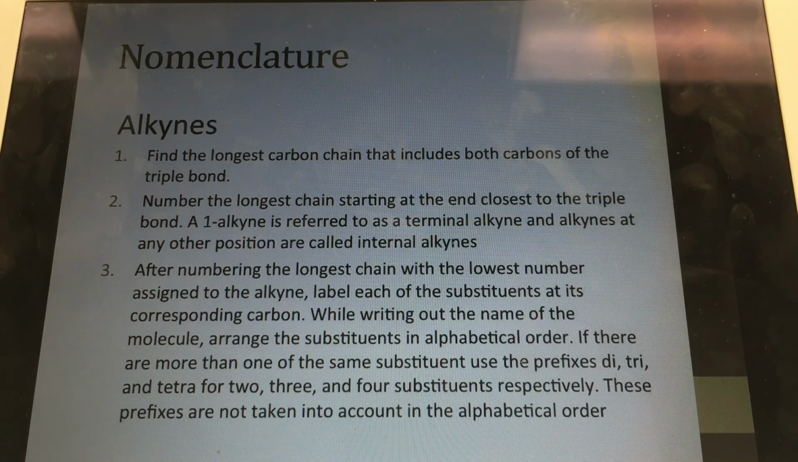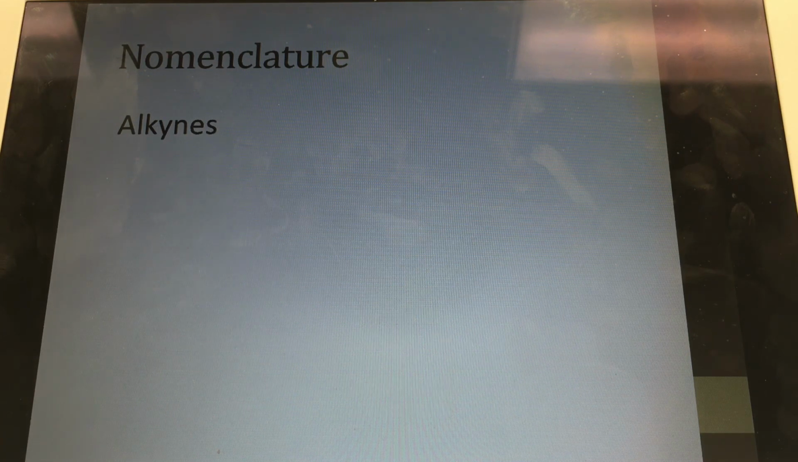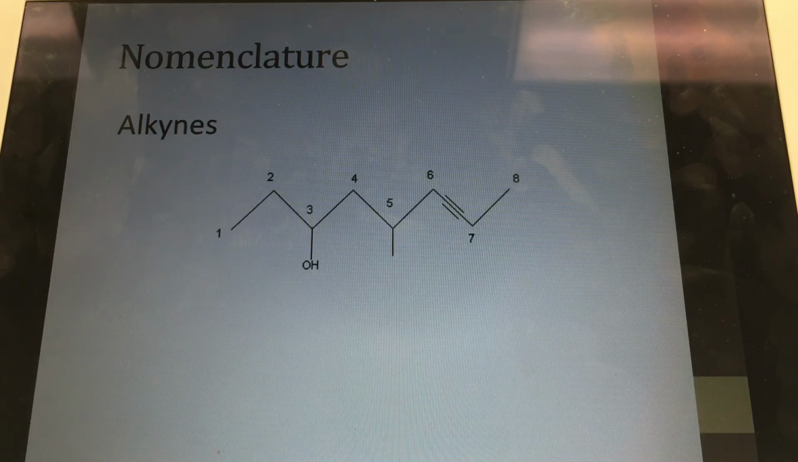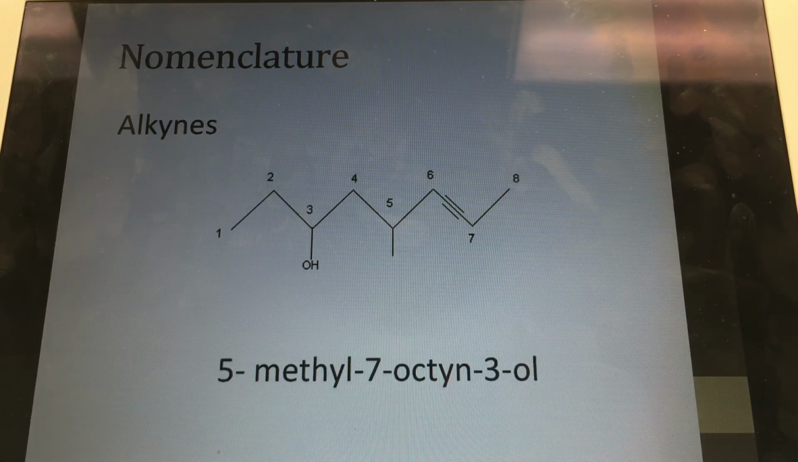Here are the rules for naming alkynes. Take a few seconds to read, and then we will go on to an example. Here is an example of an alkyne. We have 5-methyl-7-octyn-3-ol.